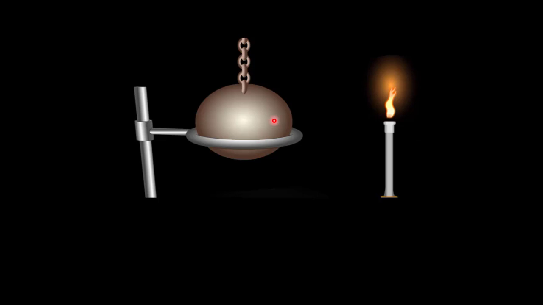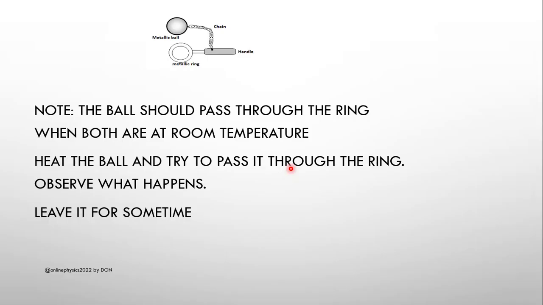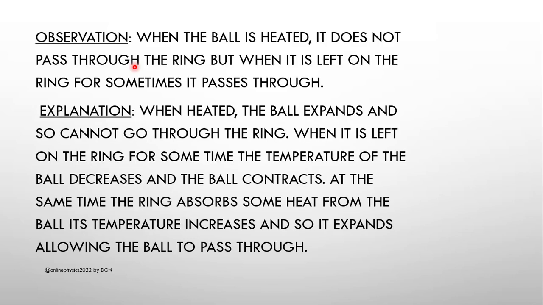In this experiment, we are trying to see how the ball, after being heated, expands, that is, increases in size, and is therefore not able to go through the ring, which was not heated. The ball should pass through the ring when both are at room temperature, and we have seen that. When we heat the ball and try to pass it through the ring, the ball is not able to pass through. That shows us that the ball had expanded.